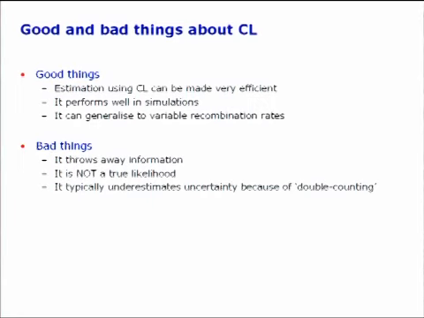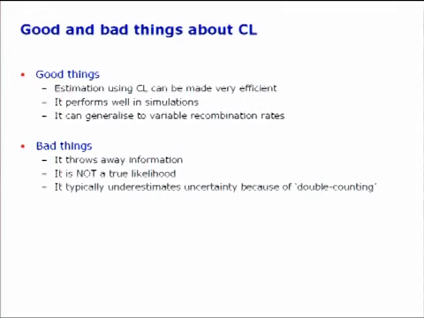It performs very well in simulations in terms of point estimation, and as I'll describe in a second, it generalizes nicely to deal with variable recombination rates. Those are good things. The bad things: it throws away a lot of information. We're only looking at pairs of sites. We're not going to look at the whole thing. I think what's remarkable is how good the estimates are, even though you're throwing away a lot of data. So that's one bad thing.